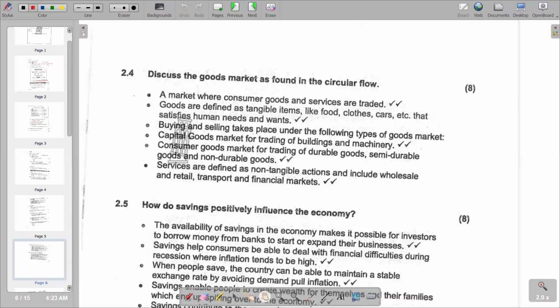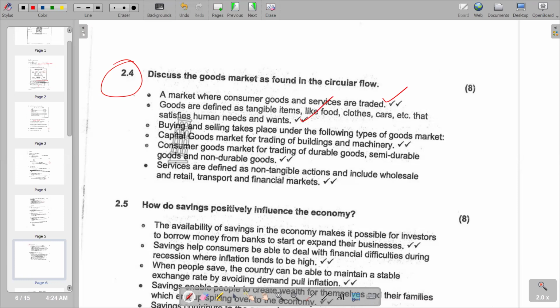So these are the points that we have on 2.4. We say discuss the goods market as found in circular flow. And we're saying first point, a market where consumer goods and services are traded. This is exactly as we have tried to explain. Goods are defined as tangible items like food, clothes, cars, etc. that satisfy human needs and wants.